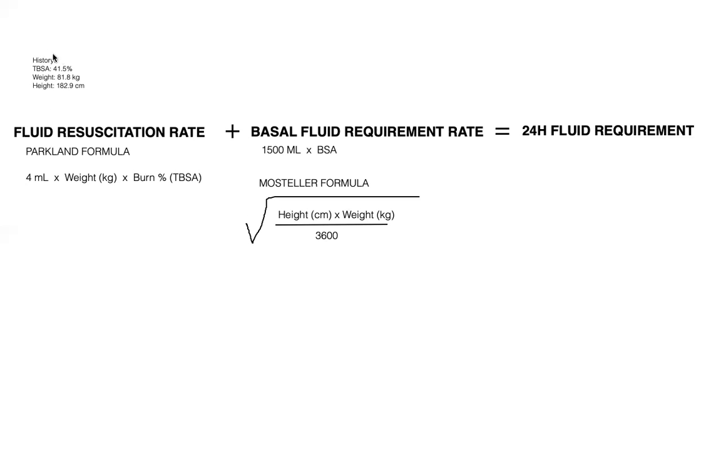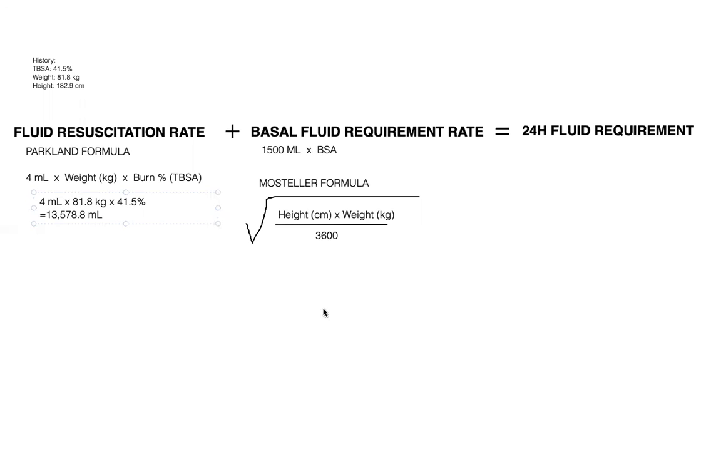We have some history up here that I just copied from the case study, so we can go ahead and figure that out. That would be 4 mils times the weight in kilograms, which is 81.8 kilos, times the burn percentage, which is 41.5%. And that's going to give you a rate for the Parkland formula. So let's see, on my calculator, 41.5 times 81.8 times 4 should be 13,578.8.